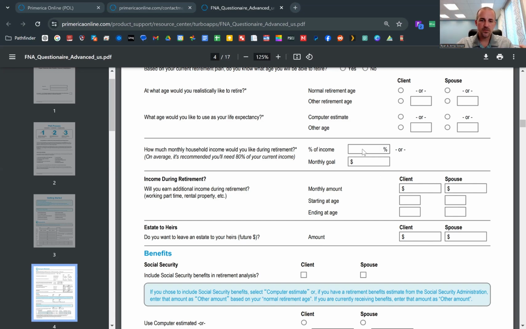So if they make $5,000 a month and they live comfortably on that, 80%, maybe they only need $4,000 in retirement. Figure that number out, put that in here. Income during retirement, you could just ask them if they have anything in the works.